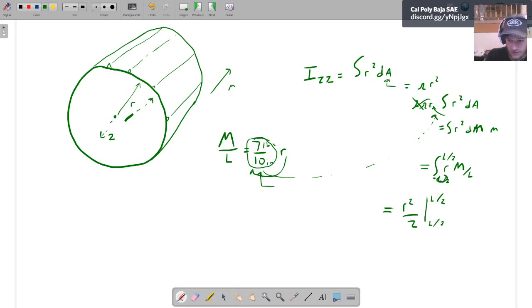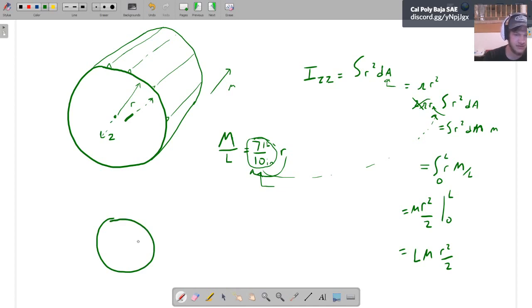Or even from 0 to L. Typically, when you have a bar, you do it from 0 to L. Oh, that was more than I wanted to erase. 0 to L equals r squared over 2 from 0 to L. That whole thing times the mass equals L times m times r squared over 2. So that is how we end up with the moment of inertia for a cylindrical bar or a disc that has some uniform density, some uniform cross section.